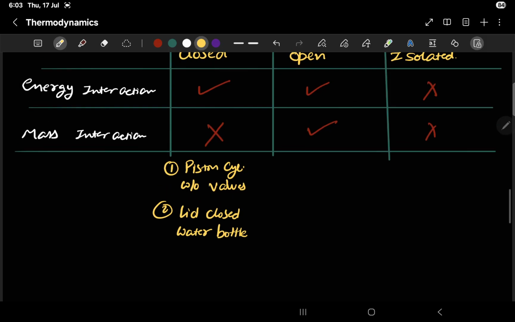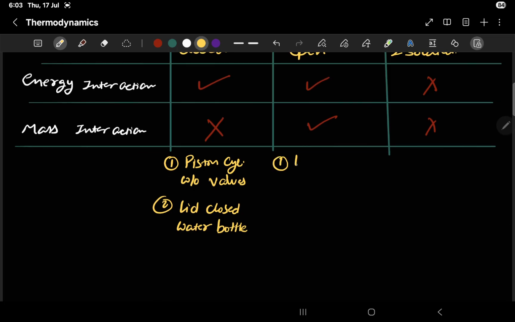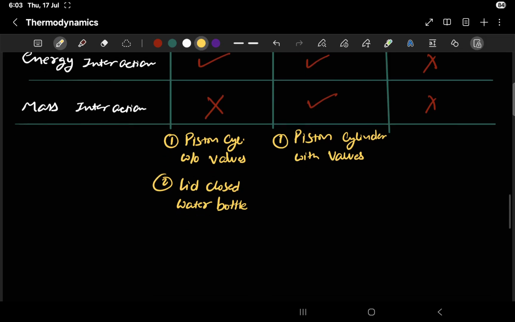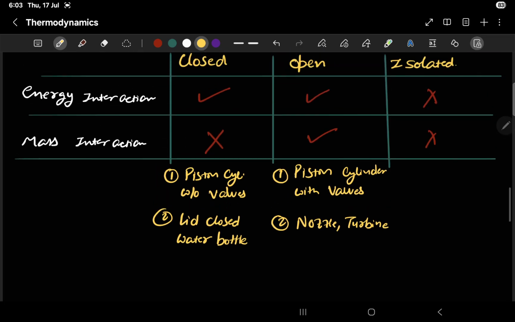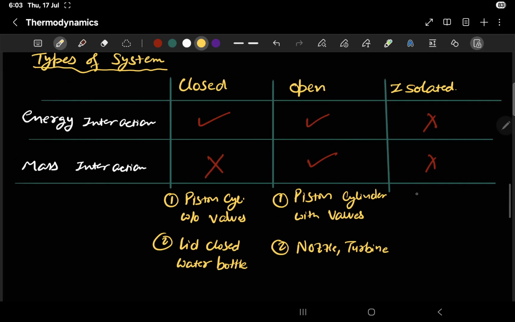Let's talk about the open system. The first thing is piston cylinder, again, but here it's with valves. Since there will be valves, they will open and close, and subsequently they will cause the transfer of energy and mass simultaneously. The second example is these famous things you have heard, like nozzle, turbine, etc. These things are called open systems.